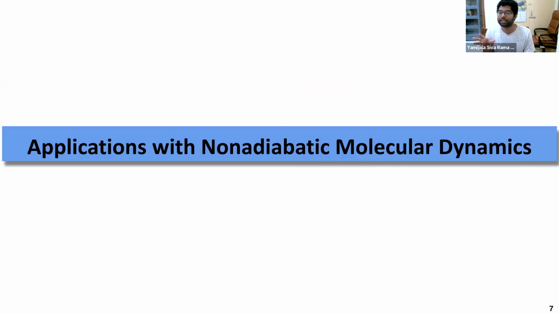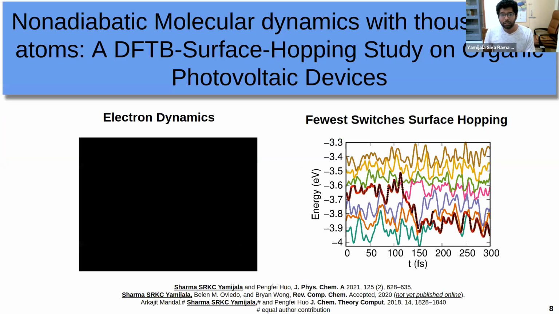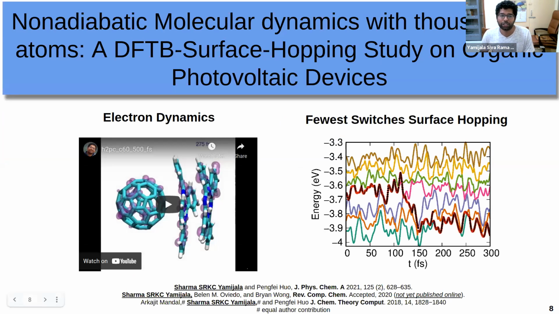So here we will be discussing the non-adiabatic molecular dynamics application, where the wave function should be represented in terms of several potential energy surfaces. In this particular application, we have studied electron dynamics. We captured this electron dynamics by implementing the non-adiabatic dynamics method known as the fewest switches surface hopping method in the DFTB plus package.